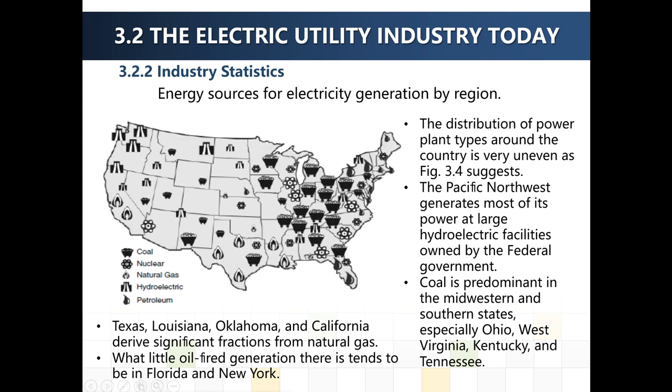Coal is dominant in the Midwestern and Southern states, especially Ohio, West Virginia, Kentucky, and Tennessee. Texas, Louisiana, Oklahoma, and California derive significant fractions from natural gas. And little oil-fired generation tends to be in Florida and New York.